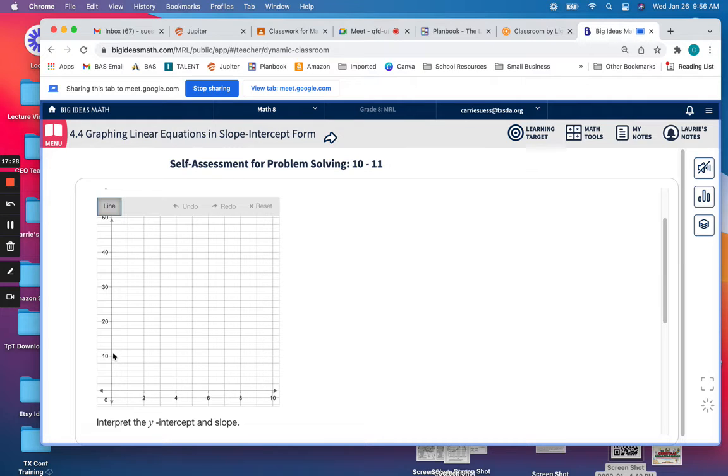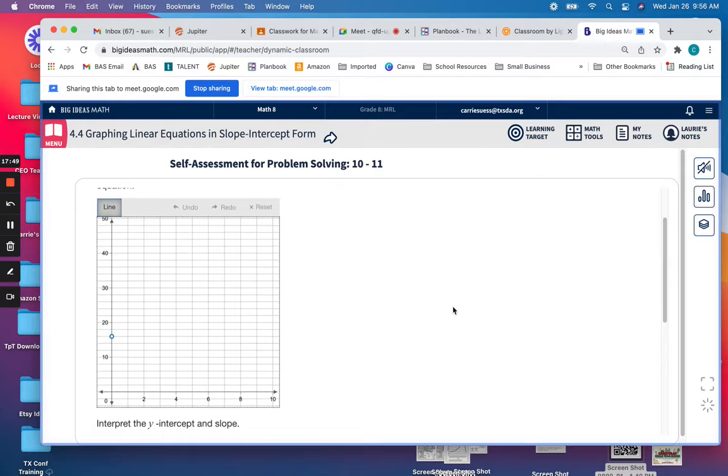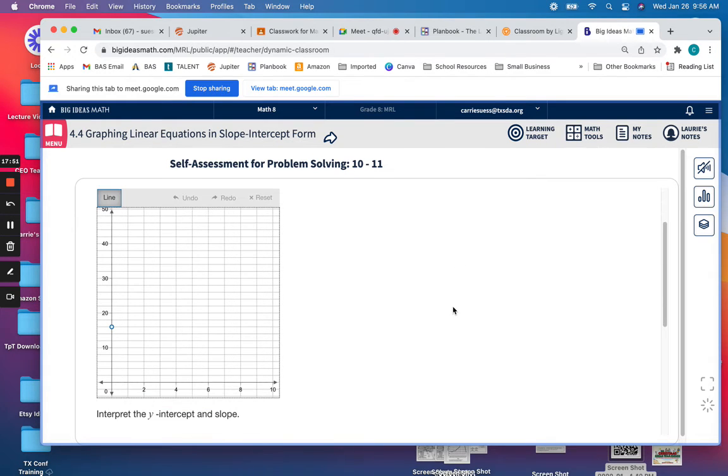On this graph, this is 10. Let's see how many lines are between here. 1, 2, 3, 4, 5. So these are in 2s, because to get from 10 to 20, it's 2, 4, 6, 8, 20. So this would be 10, 12, 14. My y-intercept is 16, so it'd go right there. And then what's my slope? 3. 3 over what? 1. 3 over 1. So 1, 2, 3 over 1.